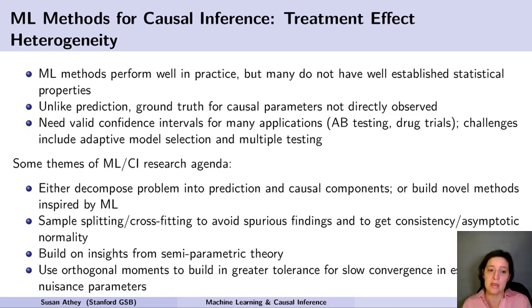And one of those insights is the use of orthogonal moments. We'll develop it along the way in different applications, but they're basically going to build in a tolerance for slow convergence in nuisance parameters. Machine learning methods are very flexible, and so they're going to converge to the truth more slowly than something like an average. These techniques are going to help us make use of slowly converging machine learning methods while still getting estimates of something like an average treatment effect or a conditional average treatment effect that might converge at a faster rate.